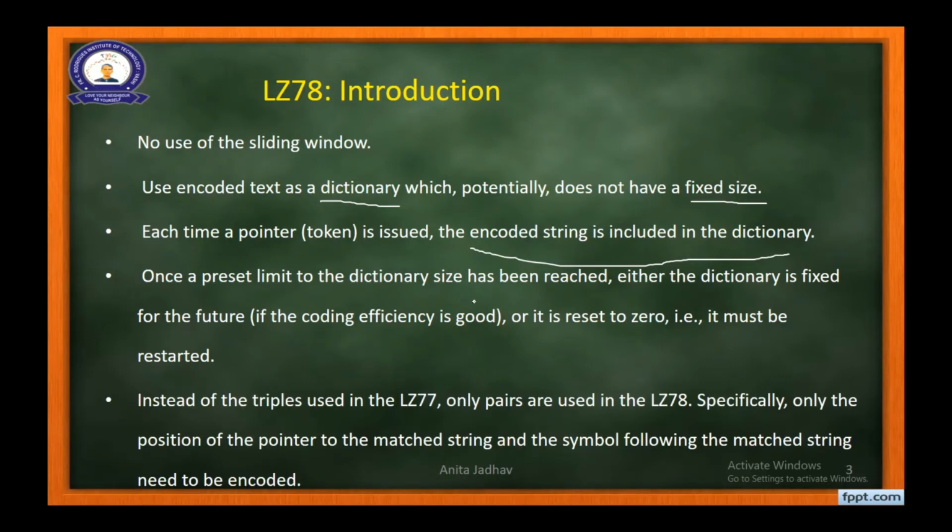Instead of triples used in LZ77, only pairs are used in LZ78. If you remember, in LZ77 we used the offset, then the length of the match, and then the code word. So these were the triples used in LZ77. Now in LZ78, you will be using only a pair. Specifically, only the position of the pointer to the match string and the symbol following the match string need to be encoded.